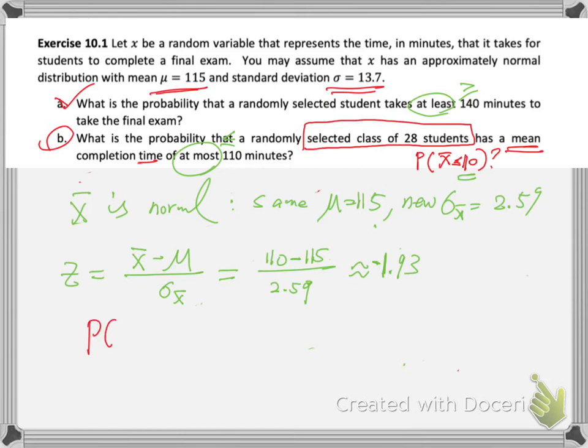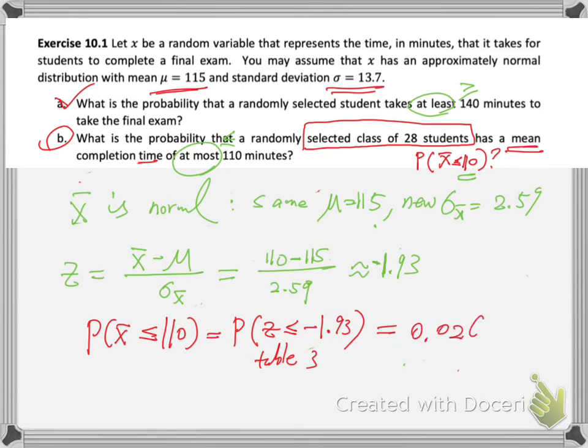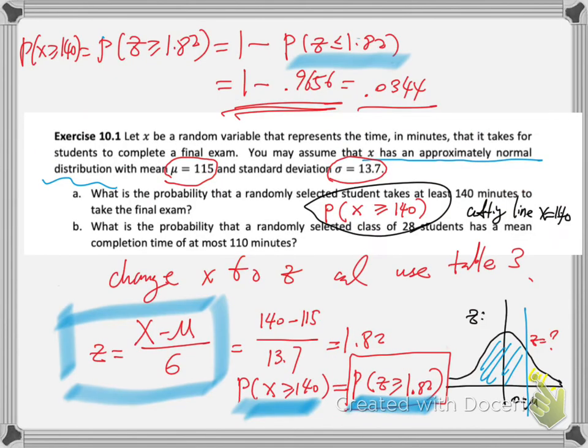so it's in table 3, right? So let's write it down. X bar less than or equal to the cutting line 110. So now for the new z picture, the new cutting line is negative 1.93. And this is in table 3. So now I will write down the answer and then show you table 3 again. So this one is 0.0268 in table 3. So now let's go to table 3, find this new cutting line, negative 1.93, and then the area to the left is supposed to give us this one, 0.0268.